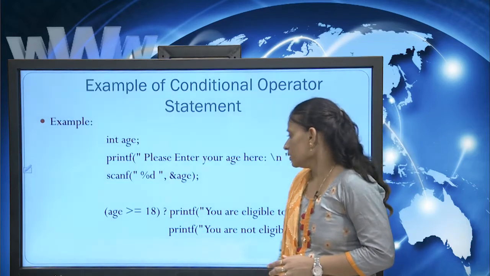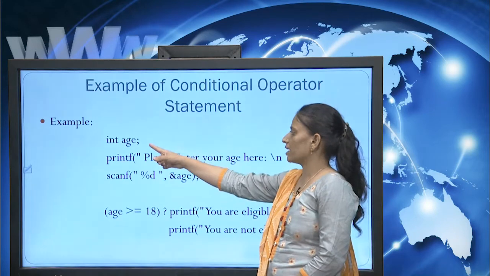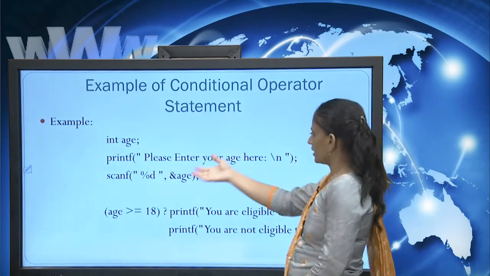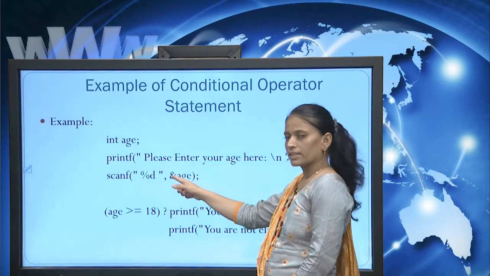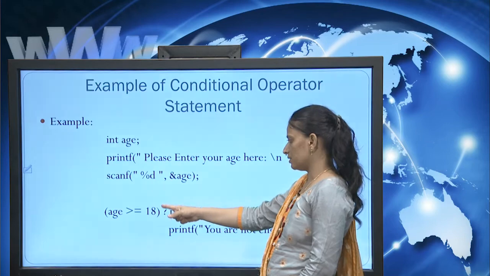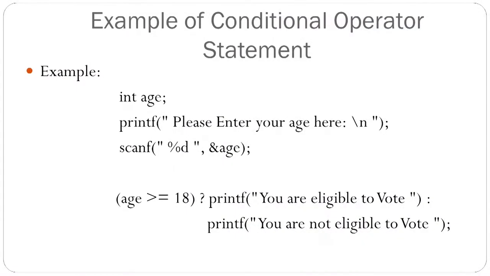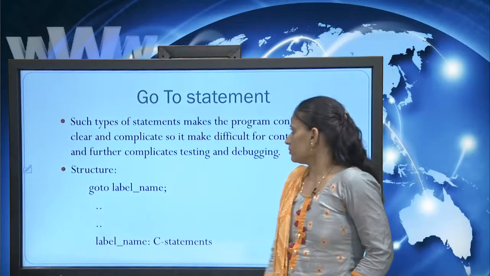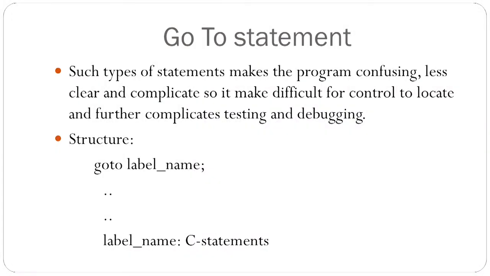For example, we are asking for the age from the user. We get the age by scanning the value from the user, and then we compare whether the age of the person is greater than 18. Here we have provided the ternary operator. If the age is greater than 18, it will print you are eligible to vote, otherwise it will print you are not eligible to vote.